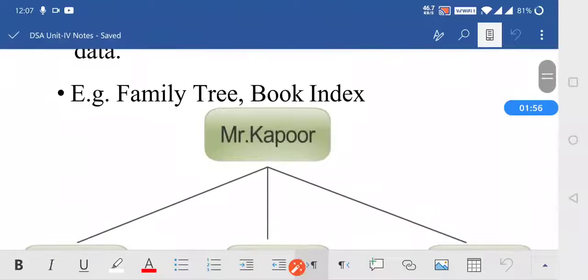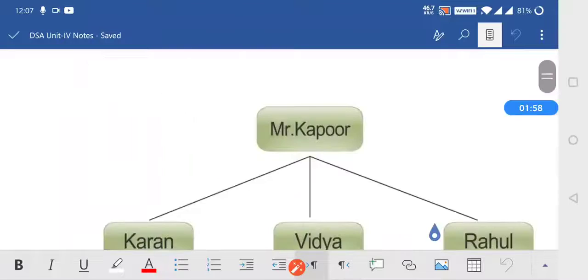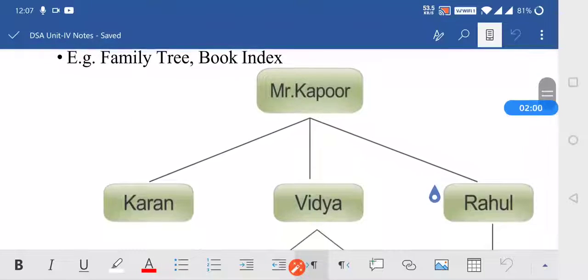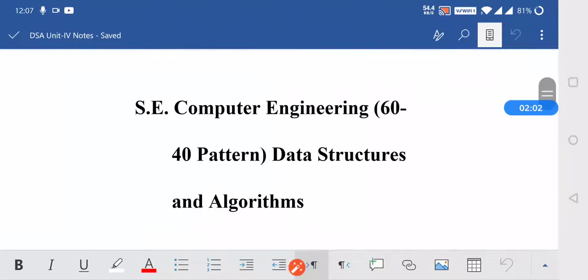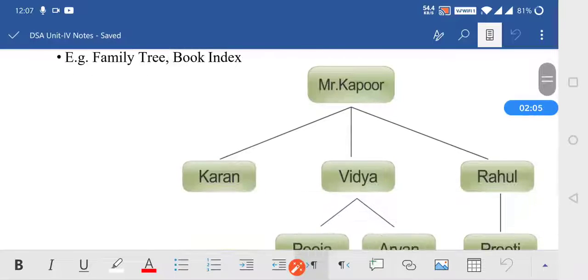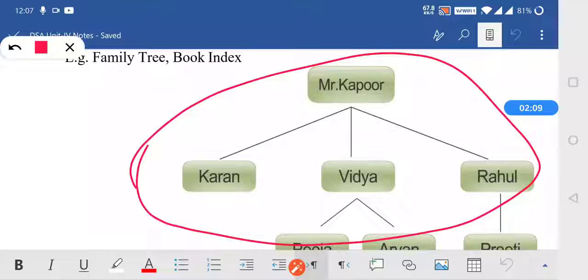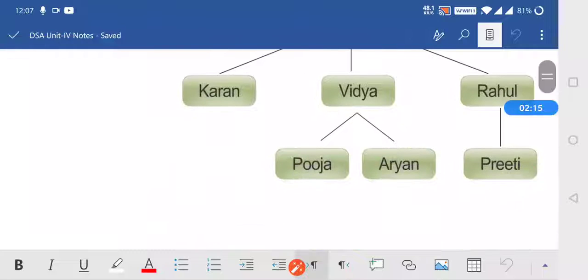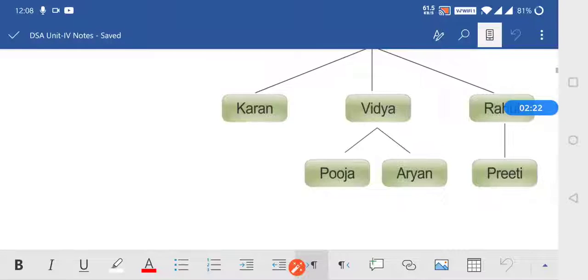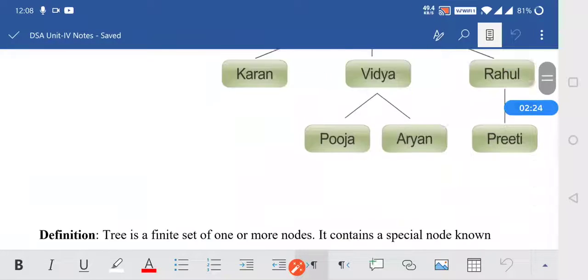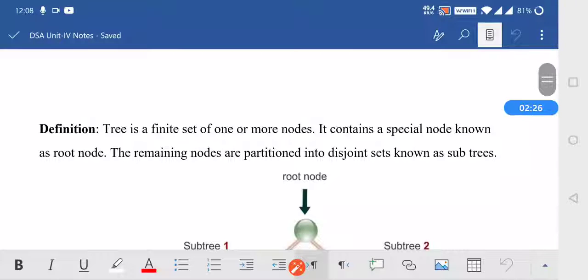Now we can take the example of the tree. This is a particular example where a family has been shown. We can see over here Mr. Kapoor is the parent node, Karan, Vidya, Rahul are the child nodes, and then below Vidya, Pooja, Aryan are the child nodes, and below Rahul, Preeti is the child node. This is a tree where the root node is present and various child nodes are present.